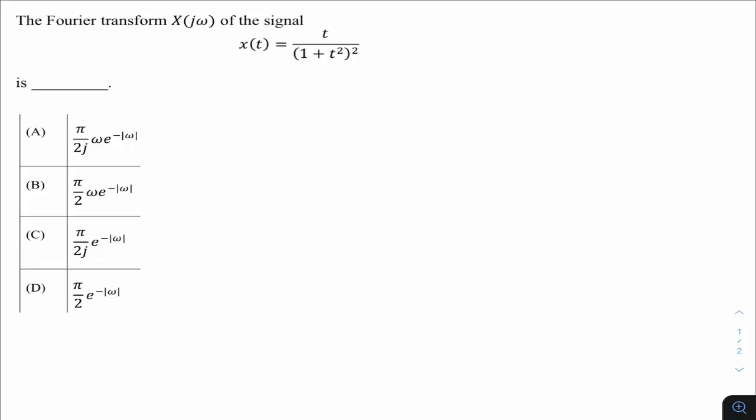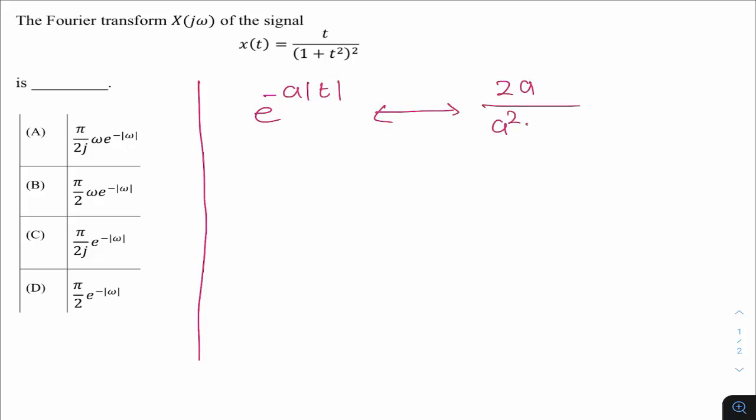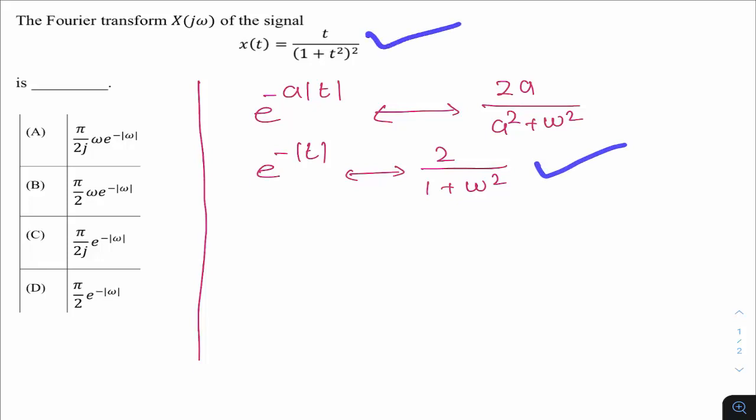So let me take some reference. You know the standard pair: e raised to power minus a mod t, if this is the continuous time signal x of t, its Fourier transform is given by 2a by a square plus omega square. I believe all of you know this very standard result. Let us take a value 1. If I take a equal to 1, e raised to power minus mod t, its Fourier transform is 2 by 1 plus omega square. Now, if you compare this expression with this one, here you have 1 plus t square, but again you have a square function.